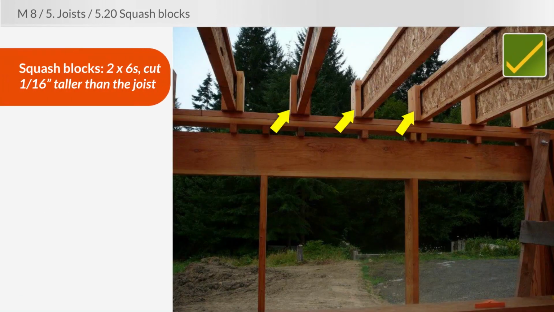On this home that's under construction, it's very easy to see the squash blocks. These are 2x6s, and sometimes they use 2x4s. These are 2x6s, which is even better. They're cut slightly taller than the I-joist itself, so that when exterior bearing wall is placed across there, all the weight from that bearing wall will be transferred, not through the joist, especially not through that 3/8 of an inch web of the joist, but through the squash blocks instead and down to that sill plate below.